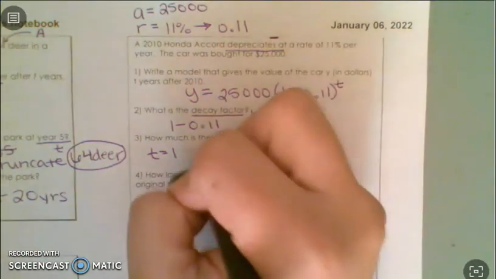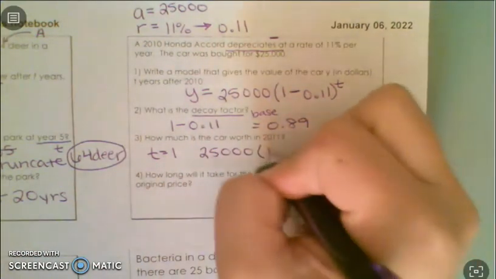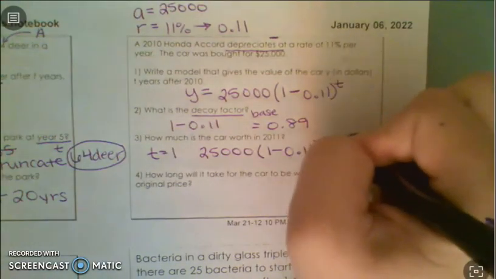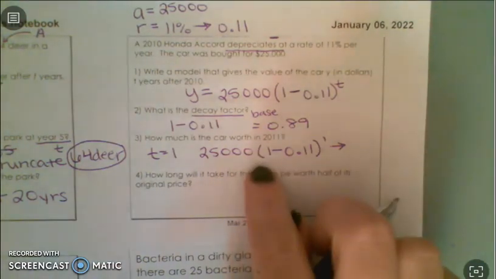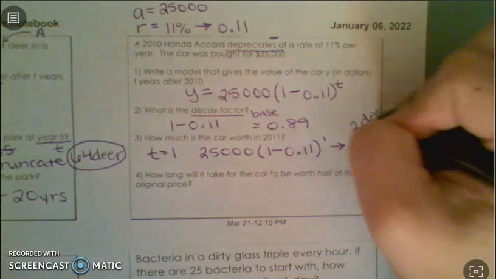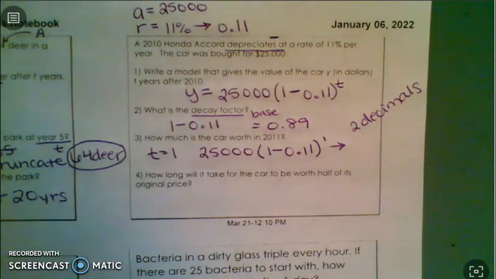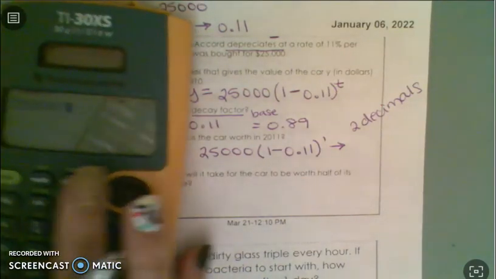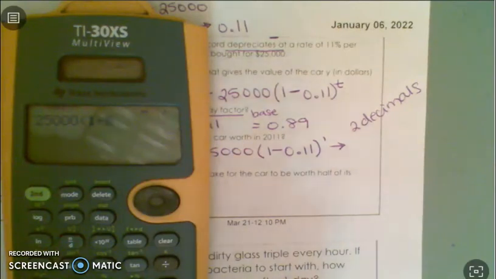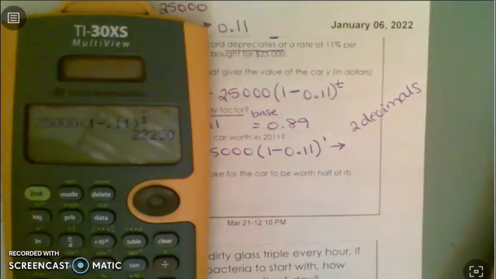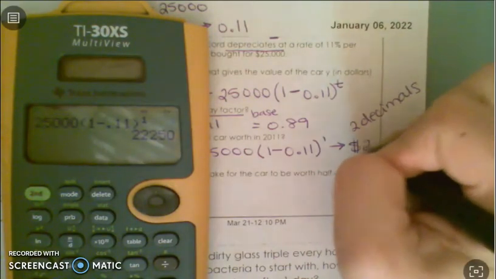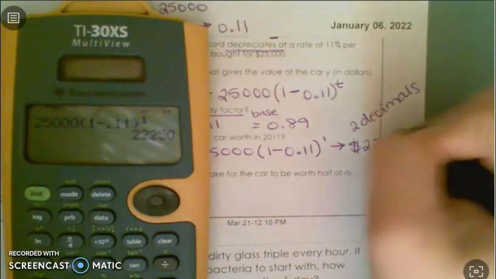So what we're going to do is 25,000, 1 minus 0.11 raised to the 1. And we're going to type this into our calculator, and it's money. So whenever it's money, you're going to round to 2 decimals. So let's go ahead and plug that in. 25,000, 1 minus 0.11 raised to the 1. So in this case, there are no decimal places, which is nice. So it is worth $22,250.